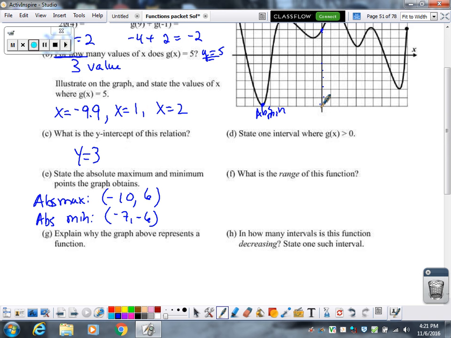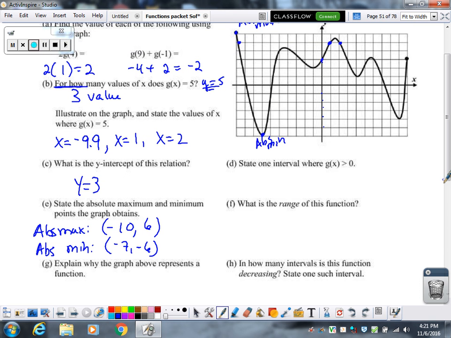Oh, we forgot letter D. Okay, so D, state one interval where g of x is greater than 0. It's greater than 0 in a lot of intervals. It's greater than 0 here. It's greater than 0 throughout this entire S-curve. And then it's greater than 0 in that little piece right there. So basically what letter D is saying, pick one of those intervals where g of x is greater than 0.